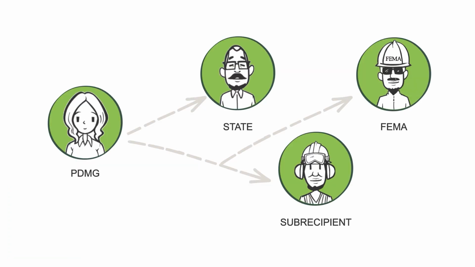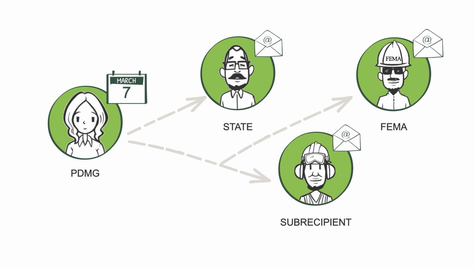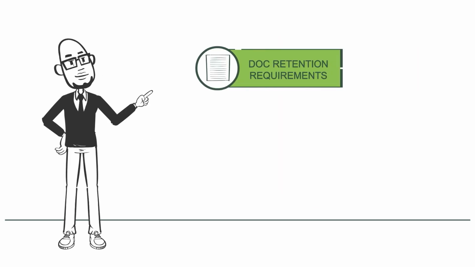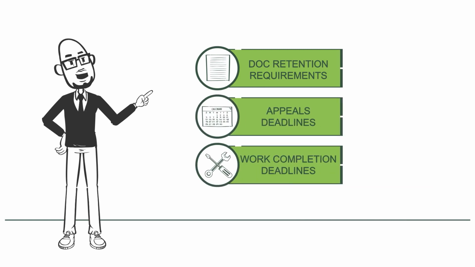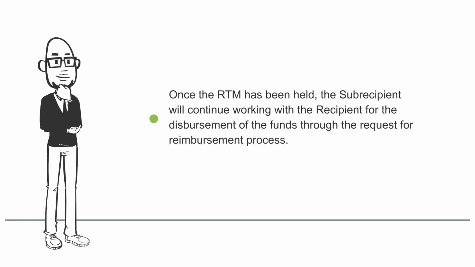Once all the sub-recipients' projects are obligated, the PDMG schedules a recovery transition meeting between the state, sub-recipient, and FEMA. This meeting is where document retention requirements, appeals deadlines, and work completion deadlines are discussed. Once the RTM has been held, the sub-recipient will continue working with the recipient for the disbursement of the funds through the request for reimbursement process.